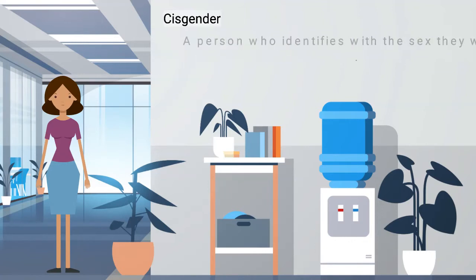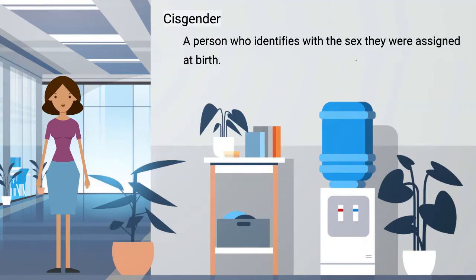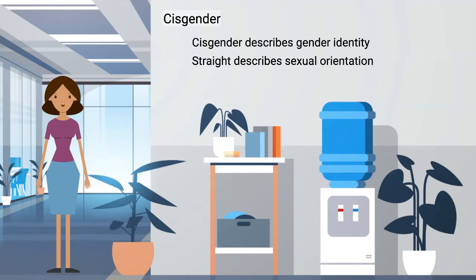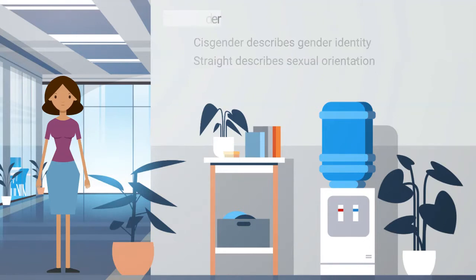Cisgender. A person who identifies with the sex they were assigned at birth. The term cisgender has been recognized since the 1990s, primarily used in transgender studies. The difference between cisgender and the term straight is that cisgender describes gender identity, and straight on the other hand is used to describe sexual orientation.